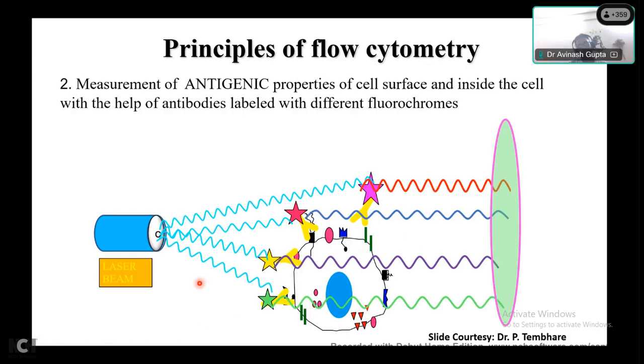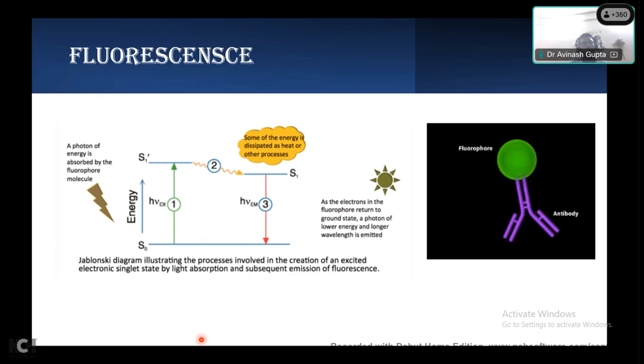So the excitation light is different from the emission light because there is some loss of energy, and we know that energy and wavelength are inversely proportional. So what is fluorescence? Any chemical compound which can be excited by light and then emits some light.